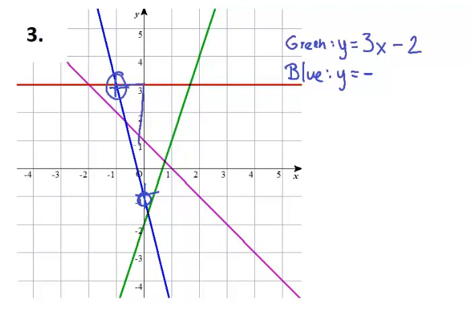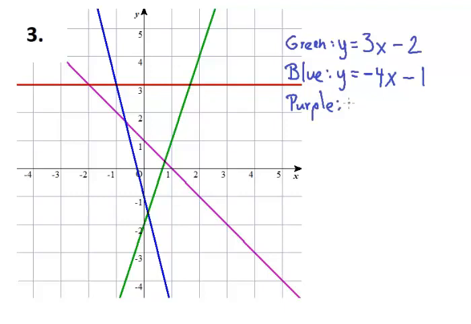How many squares are between those 2 intersections? 1, 2, 3, 4. There are 4 squares. So m will be -4. I put the x, and then I need to ask myself the question, where is the blue line passing by? Well, it's passing by -1 in the y-axis. So it will be -1. That's the equation of the blue line. Let's go now with the purple line.